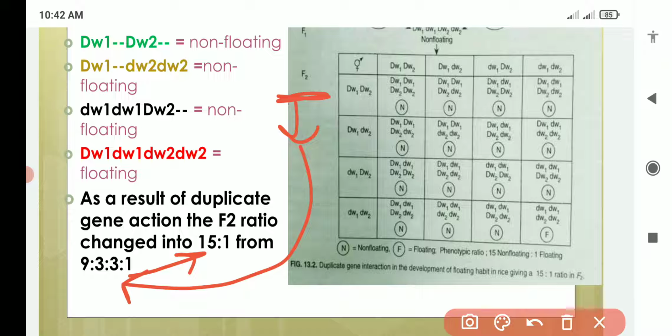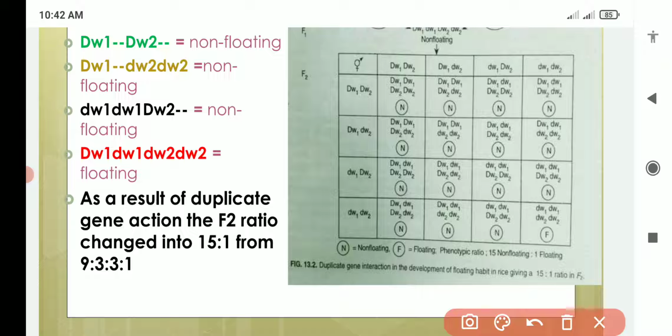So we have to remember in duplicate gene interaction that whenever a dominant allele is present, either the dominant allele of the first gene, that is capital DW1, or the dominant allele of the second gene, that is capital DW2, we will find non-floating type of plants. And when the recessive alleles of both genes are present, we will find the other phenotype, that is floating type, the contrasting phenotype. That's why it will give us a 15:1 ratio.